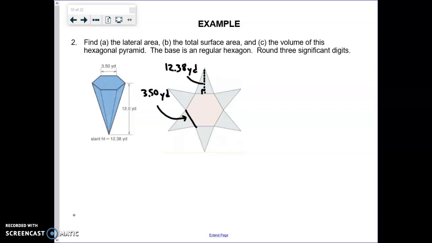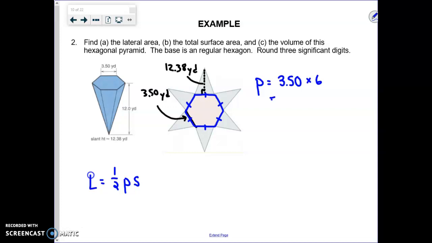All right, now first of all, let's talk about lateral area. Again, from your formula sheet, lateral area is equal to 1/2 the perimeter of the base times the slant height. If you take a look here, this is a regular hexagon, so each side is 3.5 yards long. To find the perimeter of the base, you take the length of one side, which is 3.5, and multiply that by 6. If you do that, you get 21 yards. So the perimeter of this base, the distance around the hexagon, is 21 yards.